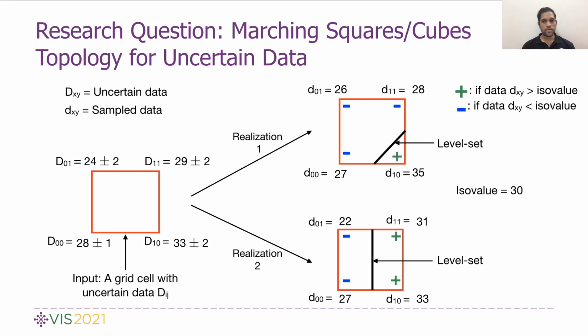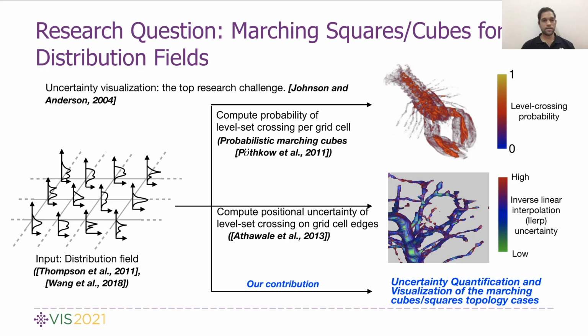Now, in our work, we study the uncertainty arising in the marching squares or cubes topology cases for uncertain data. Here is a simple illustration. The left column depicts uncertain data ranges at the cell vertices. The right column depicts the two randomly drawn realizations from the uncertain data ranges. As it could be observed in the right column, there are two possible level set topologies based on the vertex signs when input data has uncertainty.